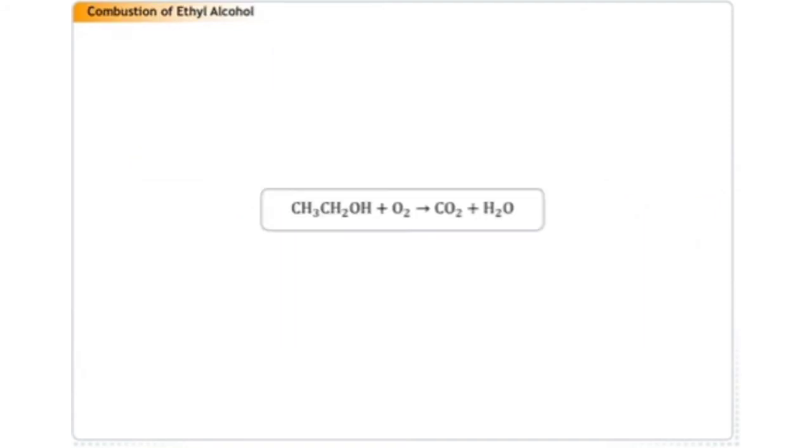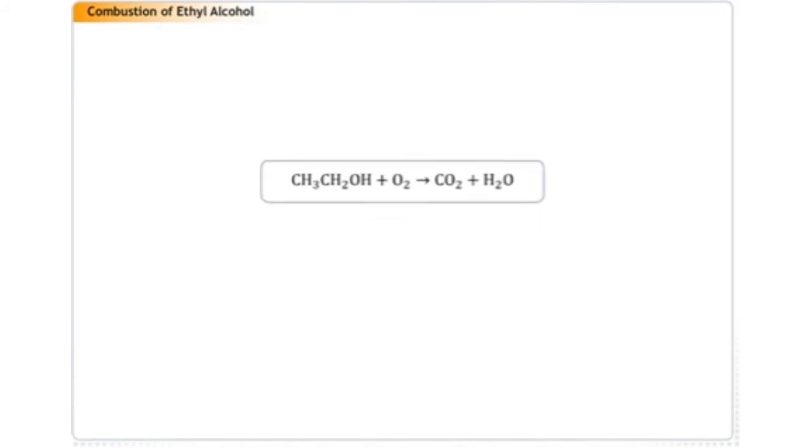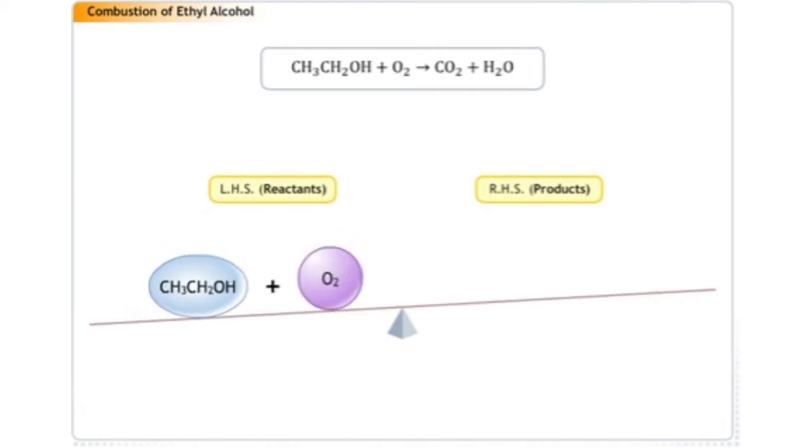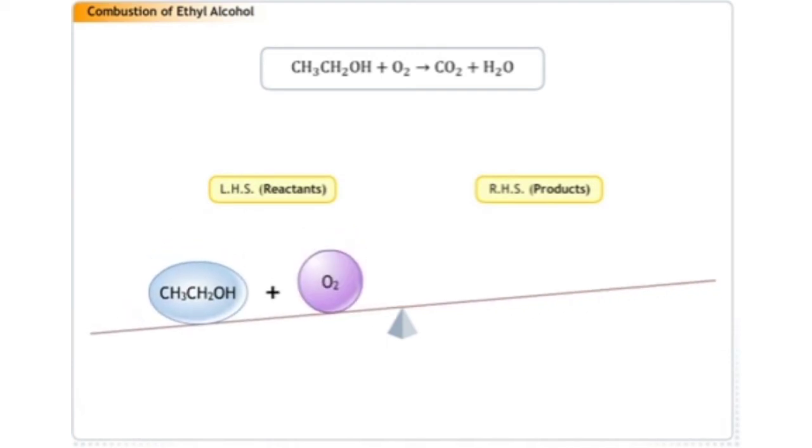Let's practice further with balancing equations with another example. This equation deals with the combustion of ethyl alcohol. Again, the first step is to identify the reactants and the products. Here, ethyl alcohol and oxygen are the reactants as they are written on the left hand side of the equation. The products on the right hand side are carbon dioxide and water.